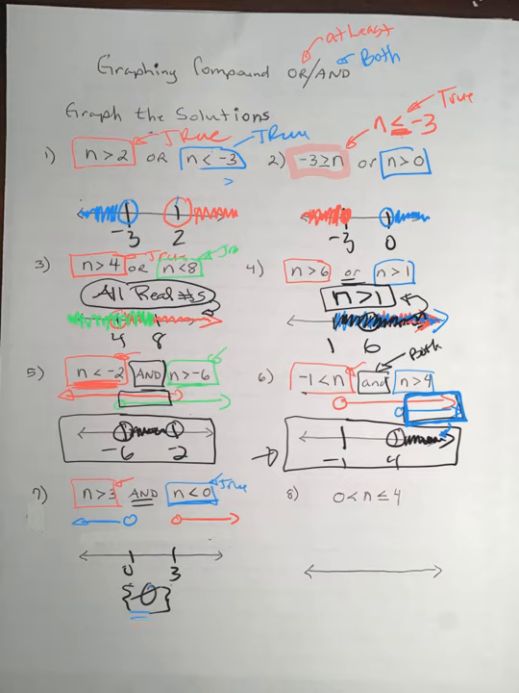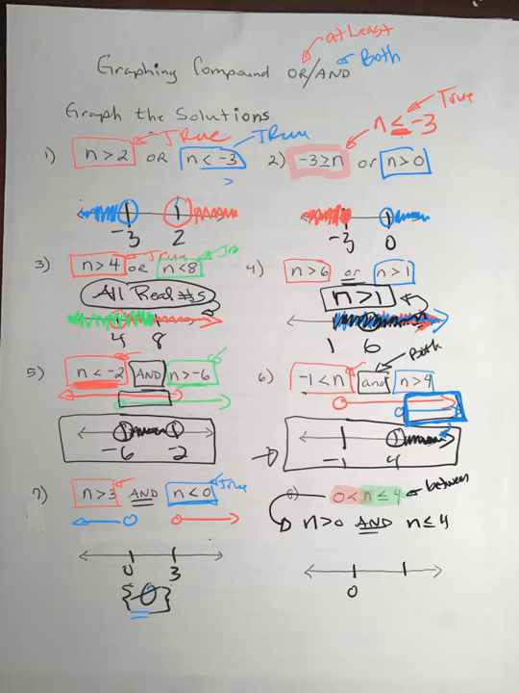And then number 8 is called a between statement. You can read this and separate this. This is just a fancy way of writing an and. Notice that you have all numbers that are greater than 0, and this is an implied and, all numbers that are less than or equal to 4. So remember, this is just a fancy way of writing this. I call that a between statement. This reads all the numbers that are between 0 and 4.